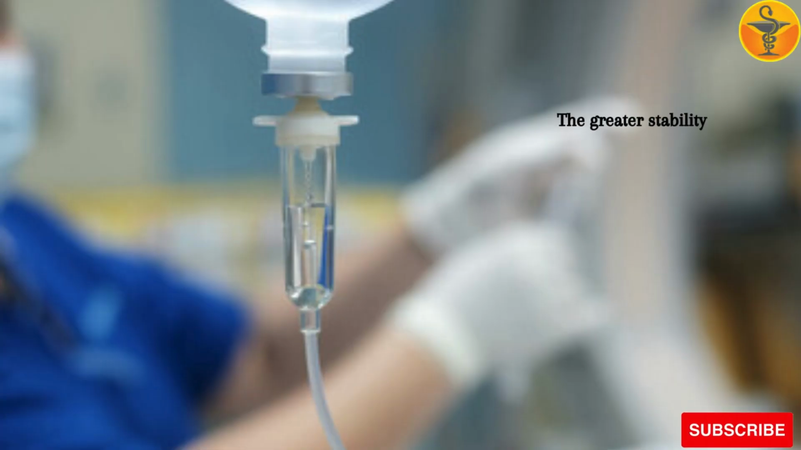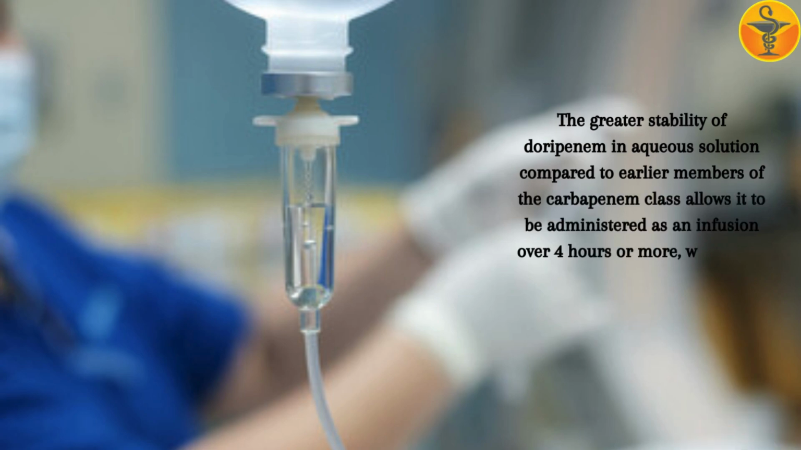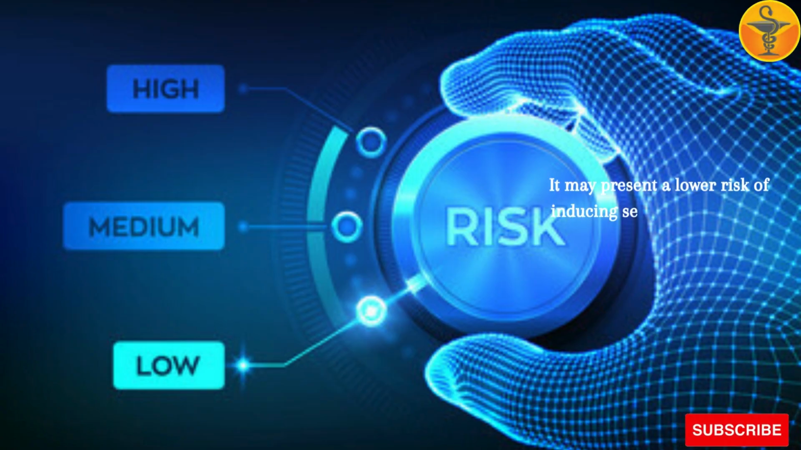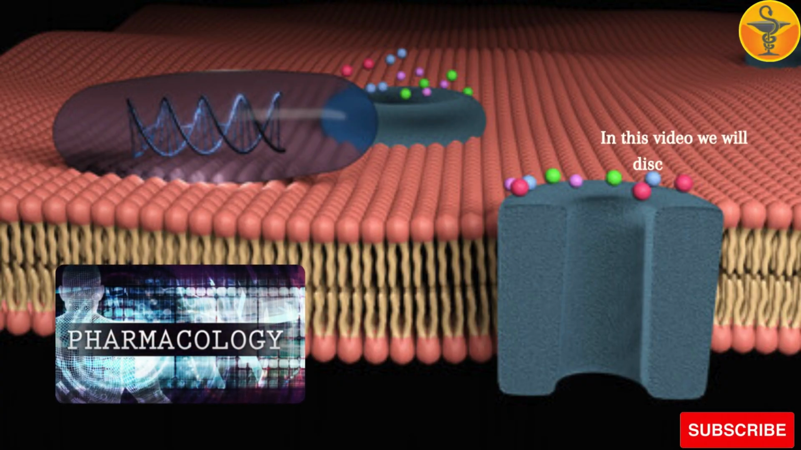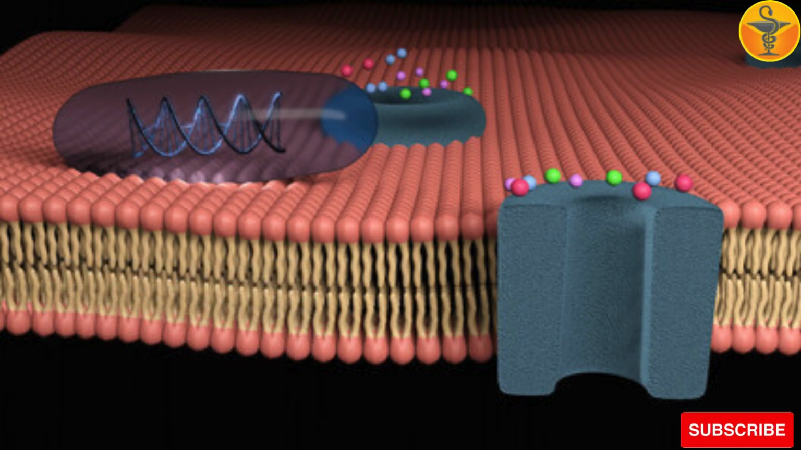The greater stability of doripenem in aqueous solution compared to earlier members of the carbapenem class allows it to be administered as an infusion over 4 hours or more, which may be advantageous in the treatment of certain difficult-to-treat infections. It may present a lower risk of inducing seizures than other carbapenems. In this video we will discuss the mechanism of action, and other pharmacology of doripenem.